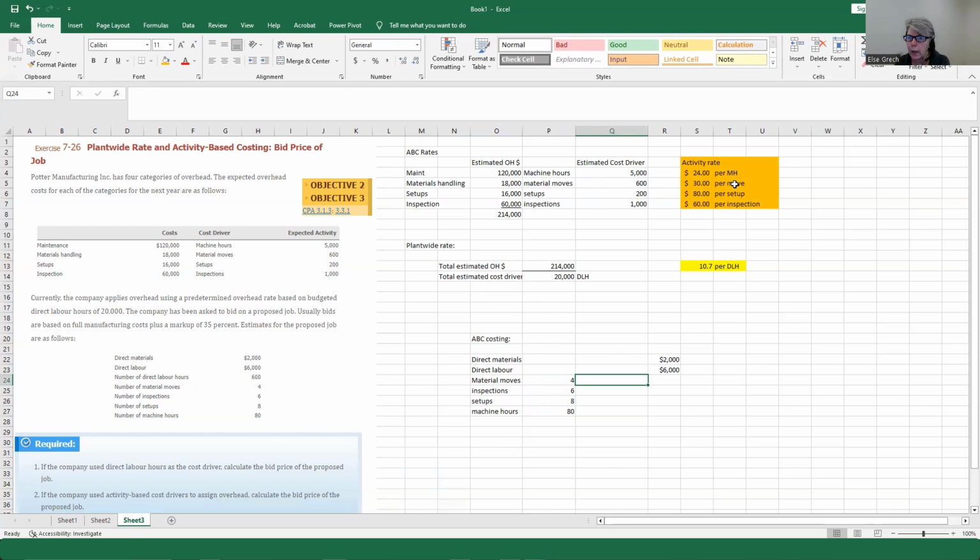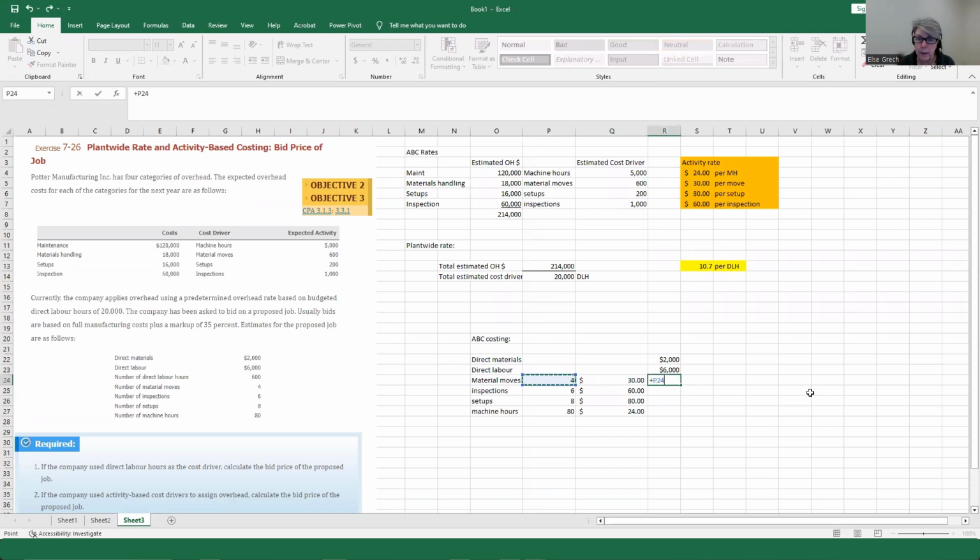Remember, you've got to look, its moves is here. So I'm going to do this $30. This is inspections. So that's $60. This is setups. This is $80. This is machine hours. That is $24. So be careful. Don't just take it from the top here. If this happens on an exam, you're going to be wrong.